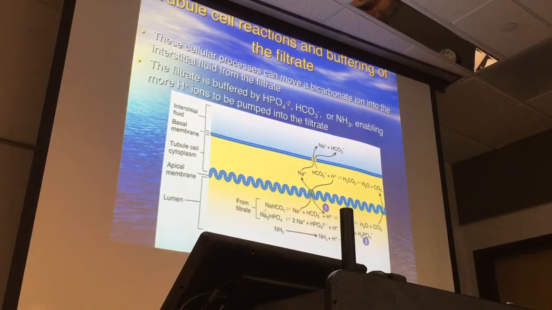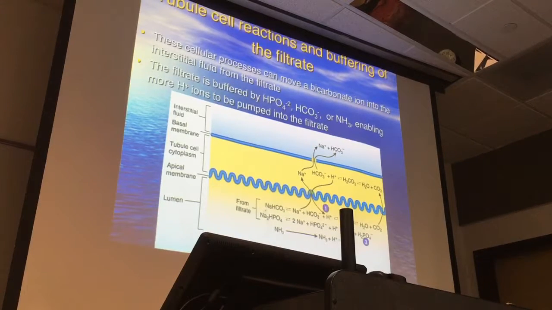So we're not losing bicarbonate ions, are we? We recover them very efficiently as we are excreting hydrogen ions, because then CO2 can go in and be used to create a bicarbonate ion in there.